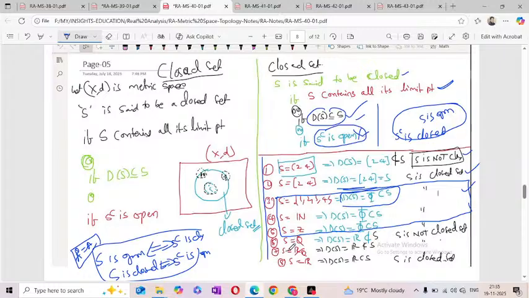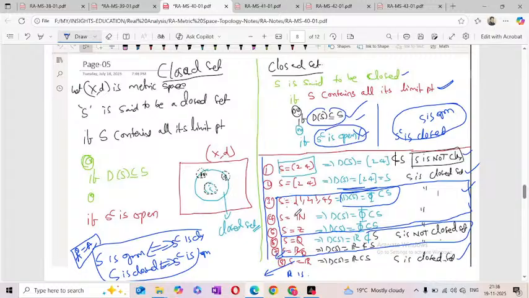Now come to the next one, rational numbers and irrational numbers. The derived set of the rational numbers and of the irrational numbers is the real numbers, but this is not a subset of S. So these two are not closed sets. Next one, S is equal to the real numbers. The derived set of the real numbers is the real numbers, so it is a subset of S, it is closed. So the real numbers is always a closed set, and not only closed but also open. That means in the usual metric, the set of real numbers is both open and closed, and the rational and irrational numbers are neither open nor closed.